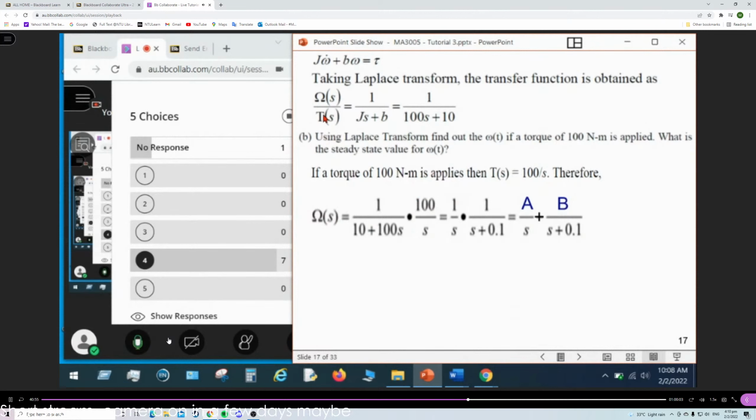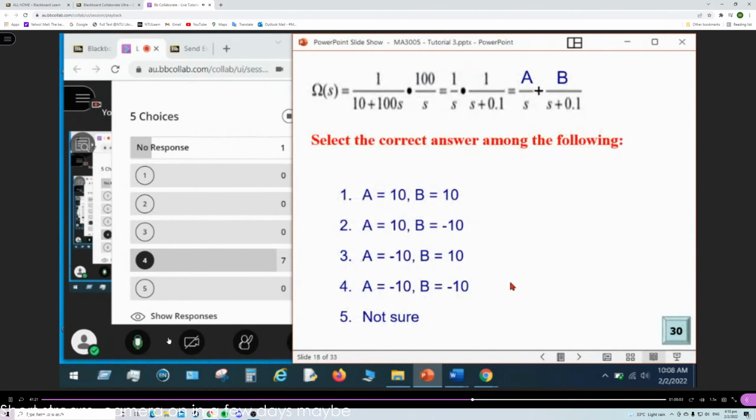So now we have this. Because T s must be on this side, we can move T s to this side. So T s is here, right? Then these two are like something like this. And then we need to determine A and B in order to do an inverse Laplace transform.